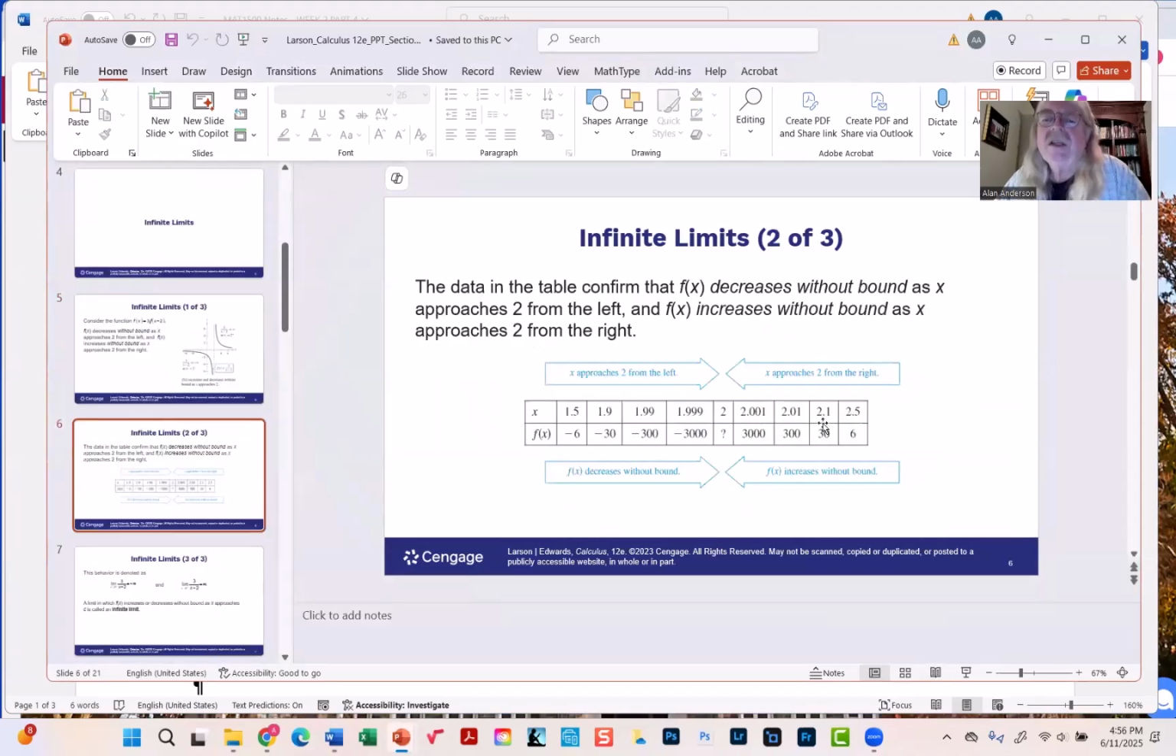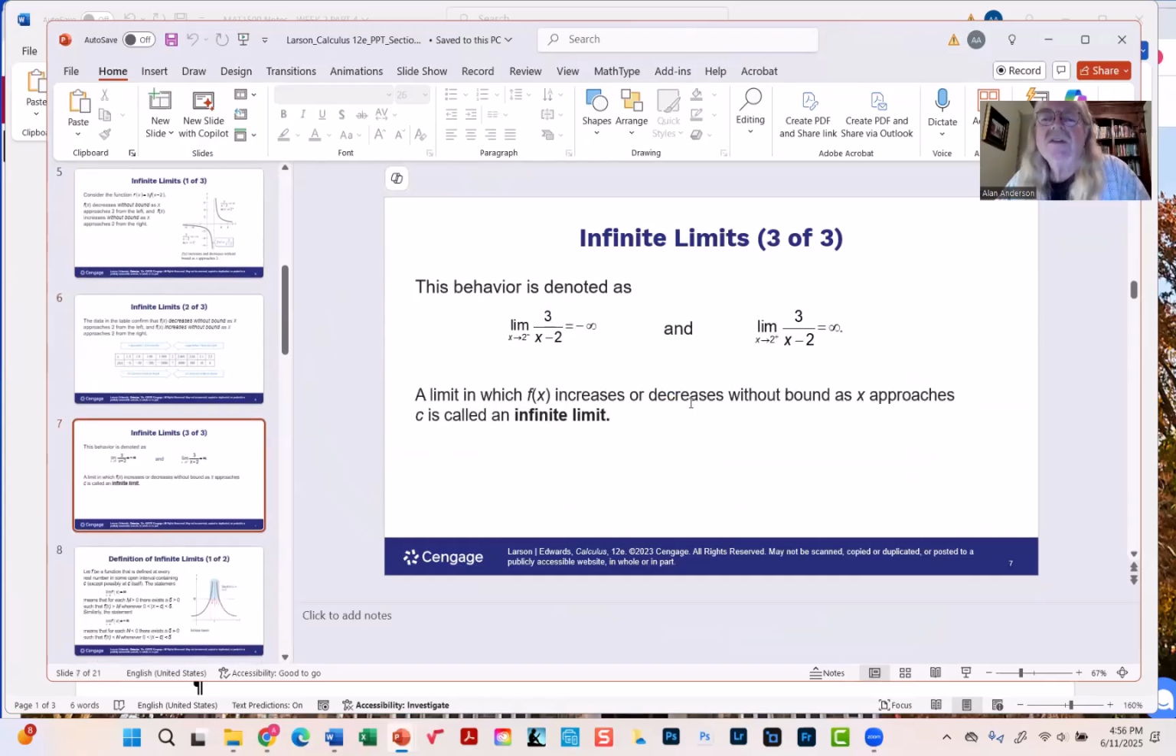And of course, they love their tables here. If you keep increasing x, like I said, from the left, you notice how these numbers are getting very, very negative. If you decrease from the right, the numbers are getting very, very positive, very large and very positive. So that's why we end up with this. So we have a limit as x approaches 2 from the left of negative infinity, and from the right, it's positive infinity. So we call that an infinite limit.